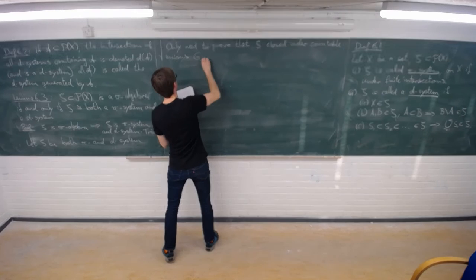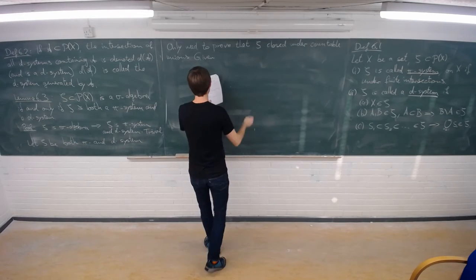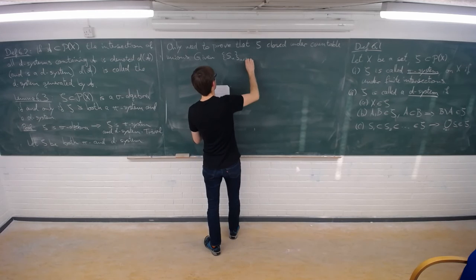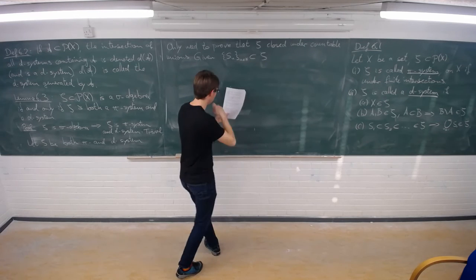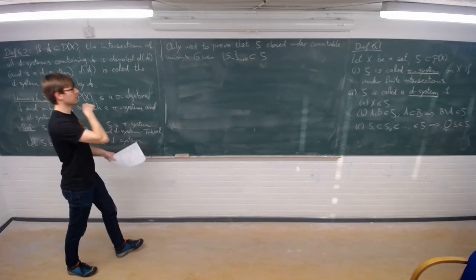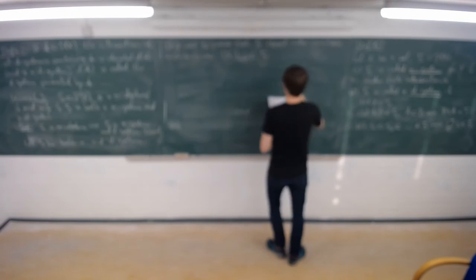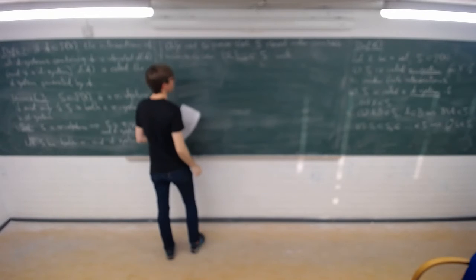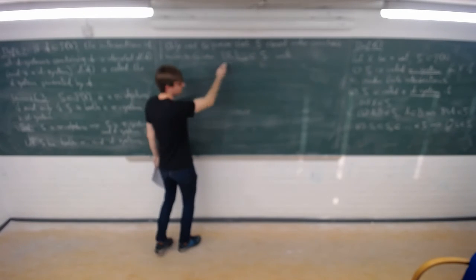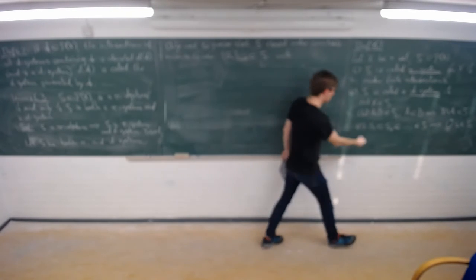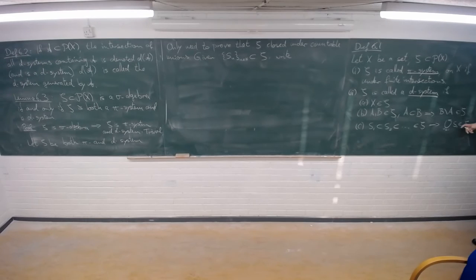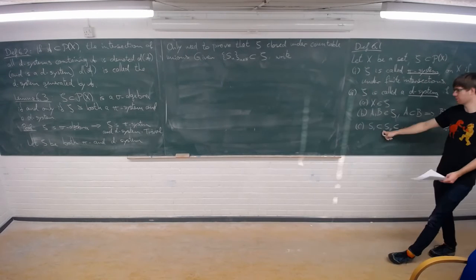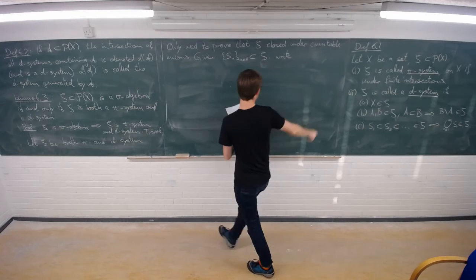So, given any sequence of sets in S, we have to show that the union of these Sn is in S again. Okay, so we want to show that the union of these is in S again. We know that the union of an increasing sequence of elements of S is in S again. So let's just turn this sequence into an increasing sequence and use the fact that S is a D system.